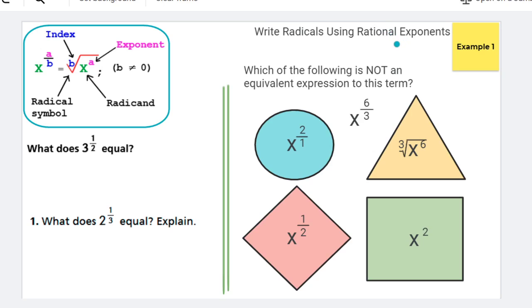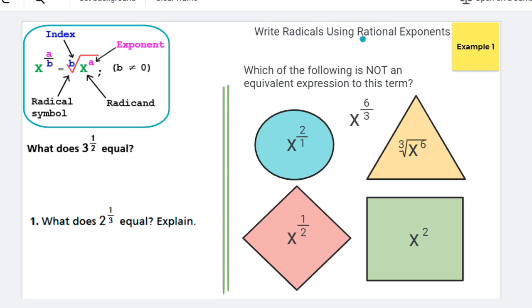In today's video, I'm covering example 1 from lesson 6-1 in the SavvasRealize Algebra 1 textbook. This example is to write radicals using what are called rational exponents.